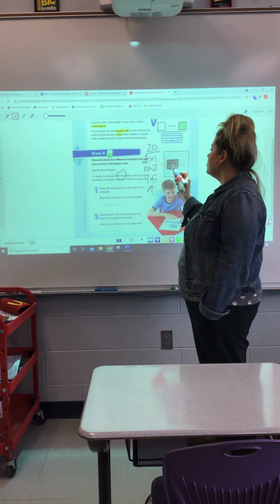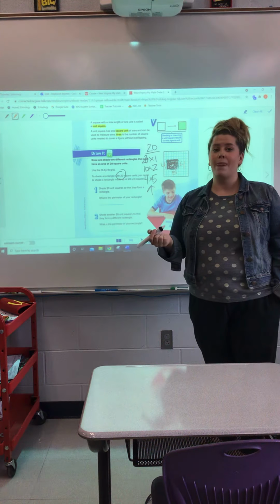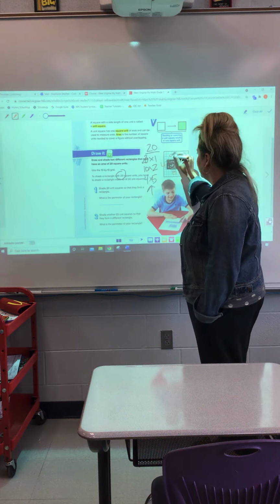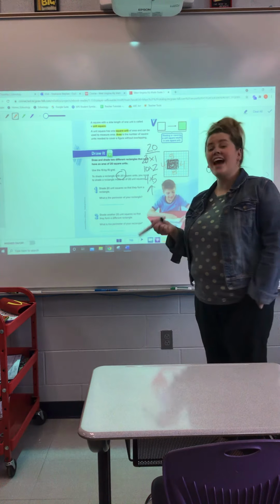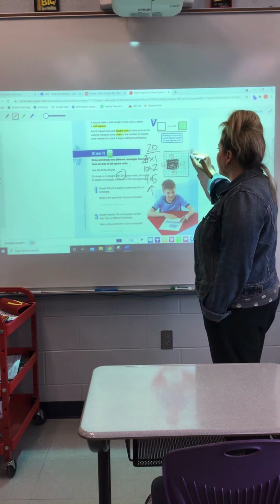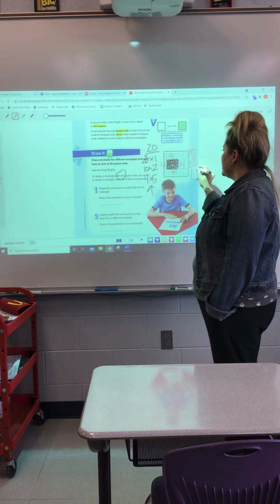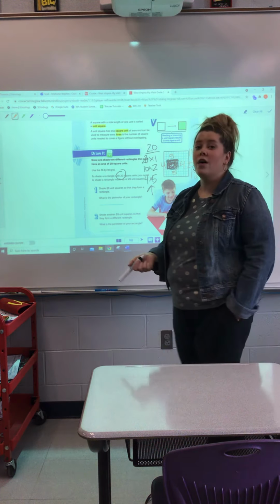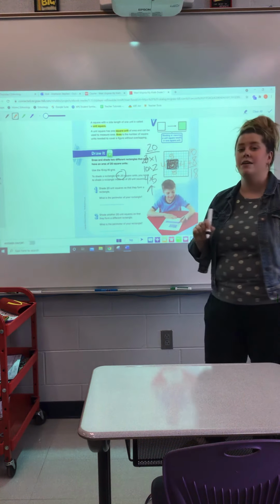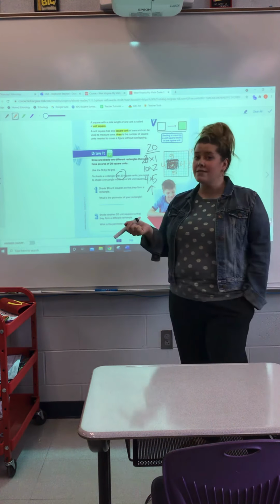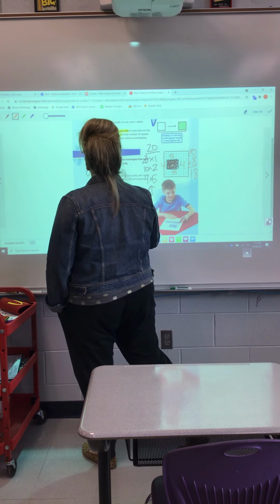Okay? 1, 2, 3, 4, 5. That side has 5, so how many would that side have? Yeah, also 5. So, to figure out the perimeter, what do I do? Yeah, I add those numbers up. So 5 plus 5 is 10, 4 plus 4 is 8, 10 plus 8 is 18. So the area of this rectangle is 20. I'll write that on the inside. The perimeter, or the outside, is 18 square units.